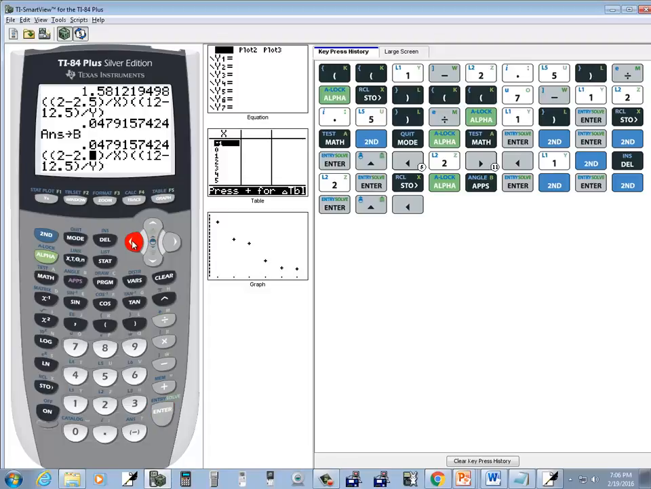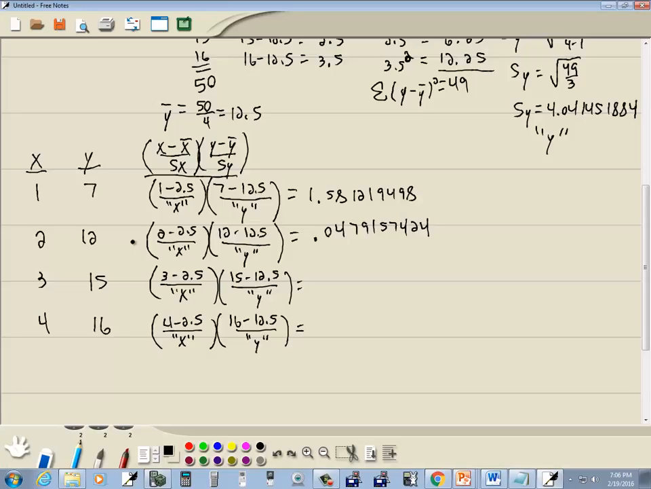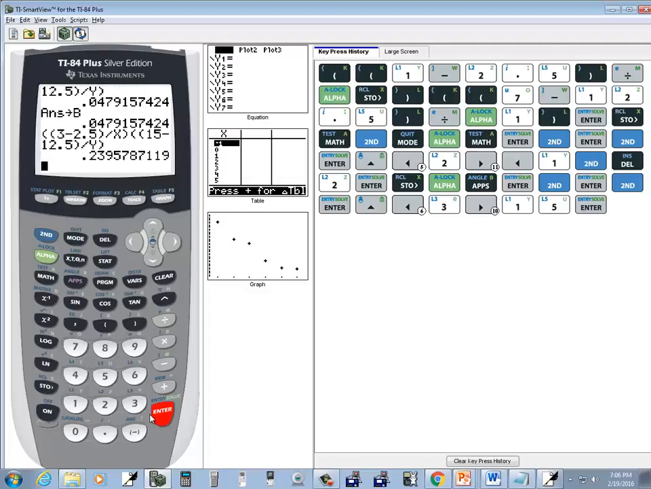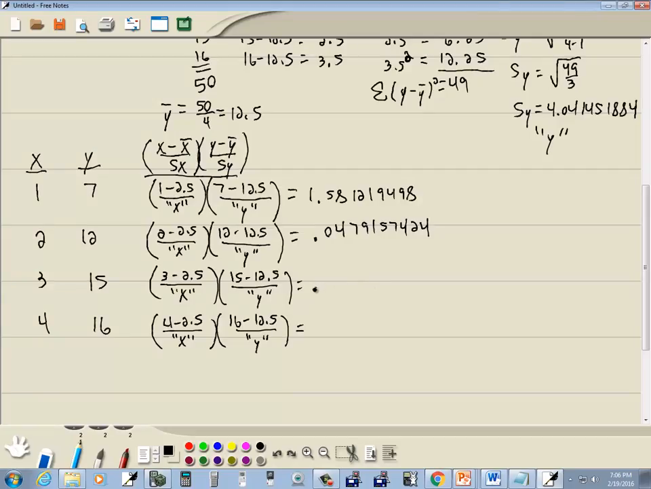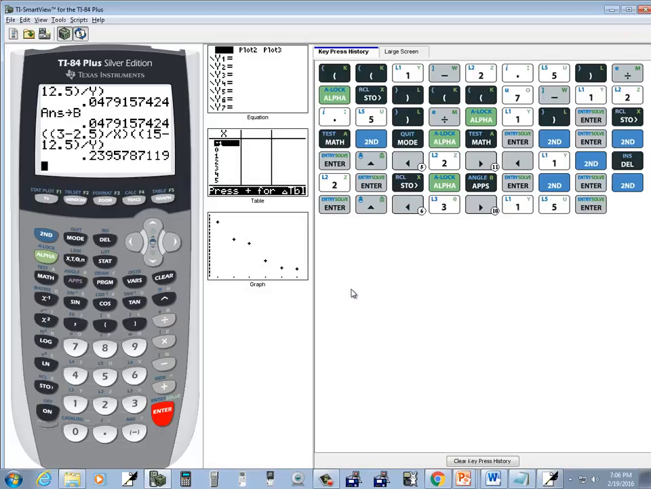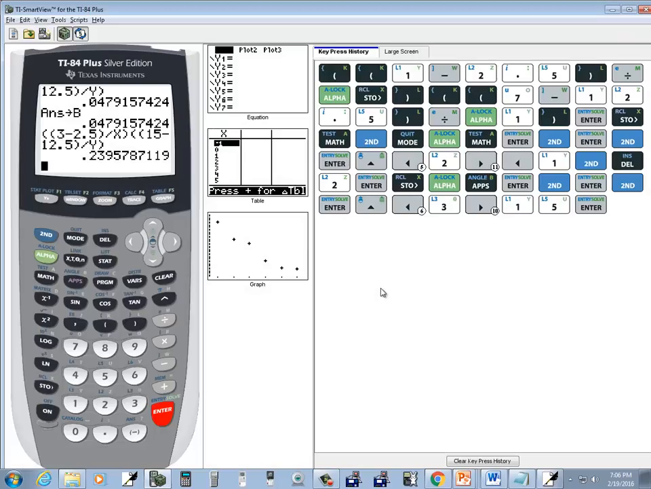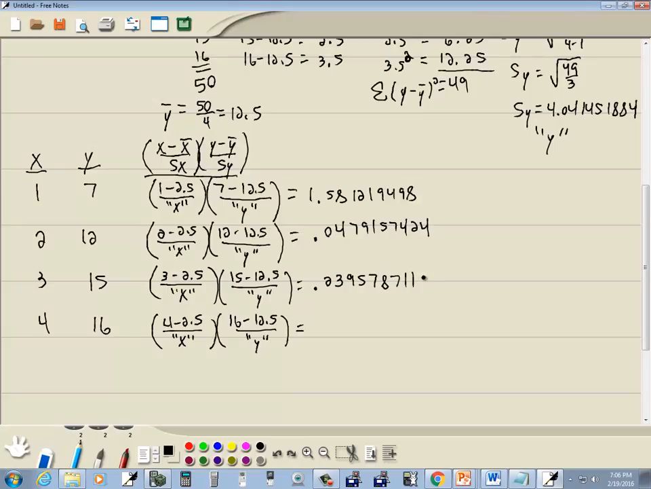Now I'll use my arrow keys to go over and change my numbers. This one was 3. And my next one is 15. And then I press enter. Then we get 0.23957 87119.